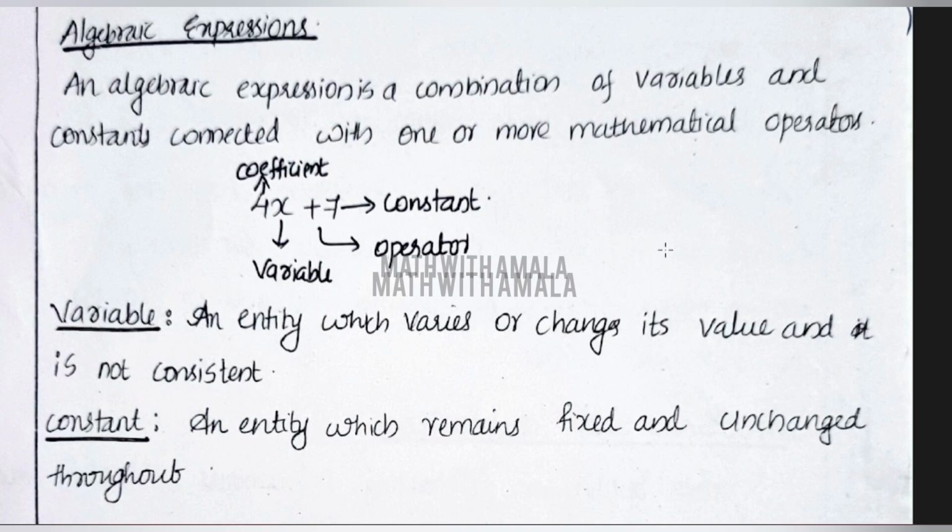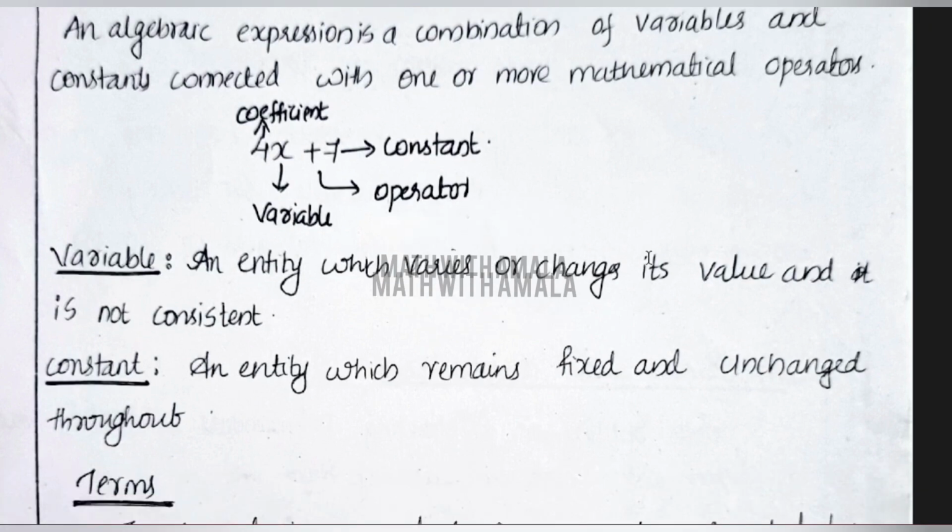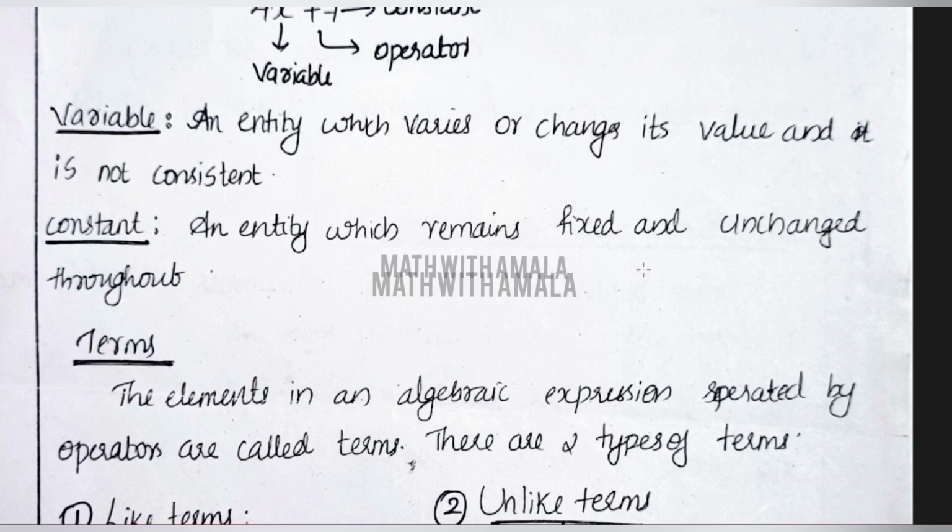So we are writing all these things on the basis of the variable that we have. What is a variable? An entity which varies or changes its value and is not consistent is called a variable. The variable doesn't take any fixed value. What is a constant? An entity which remains fixed and unchanged throughout. When the variable can take different values, the constant is always fixed. It will always be the same throughout.